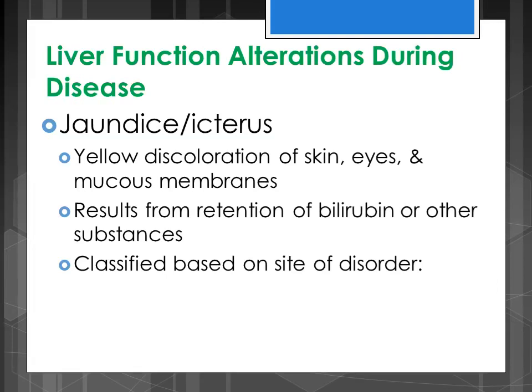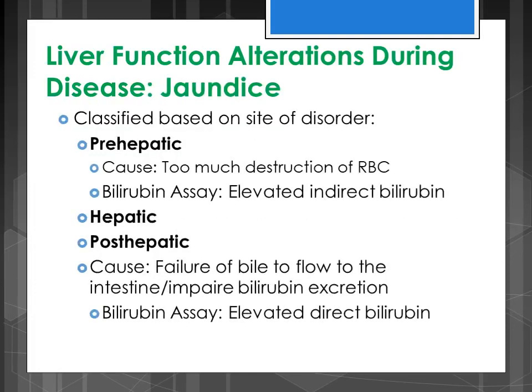So, classified based on the site of the disorder, we have the pre-hepatic jaundice. So, pre-hepatic, where does the jaundice come from? That is before the liver. As you can see from the term, pre-hepatic, before the liver. So, why does the bilirubin increase? Because of too much destruction of red blood cells. Therefore, in pre-hepatic, what is increased? Is it the conjugated or the unconjugated? Okay, it's the unconjugated bilirubin, because there is so much of it. An example of pre-hepatic jaundice cause is hemolysis.